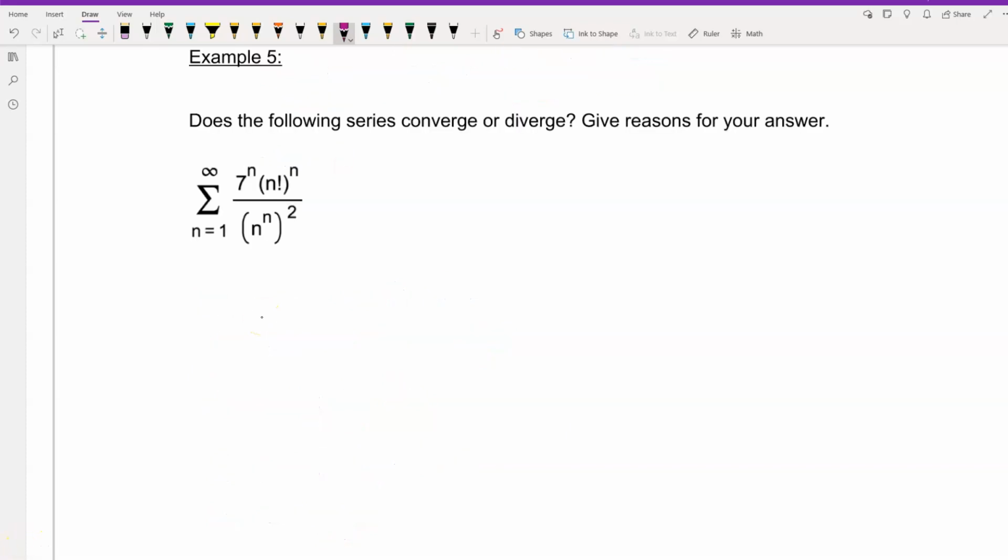Does the following series converge or diverge? Here we have 7 to the n power times n factorial to the n power divided by n to the n power, and then squared, with n from 1 to infinity. Let a sub n equal 7 to the n power times n factorial to the n power divided by n to the n power. And here we have a square, so our power in the denominator is 2 times n.